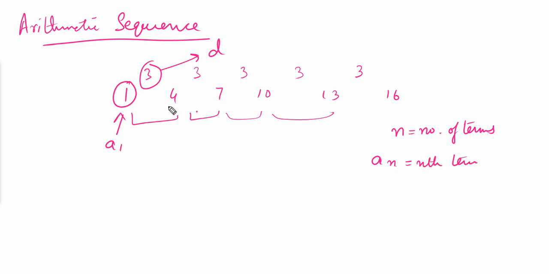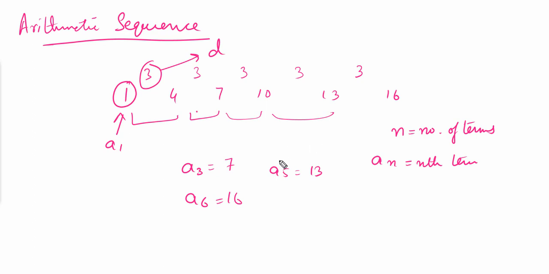So if I say a of 3, it will be the third term. a of 3 will be 1, 2, 3, that is 7. If I write a of 6, it means the sixth term, that will be 16. a of 5 will be 13. So this is how we represent our nth term.